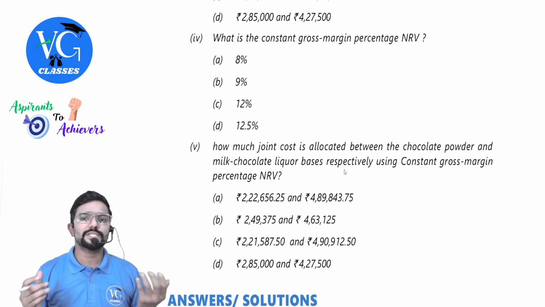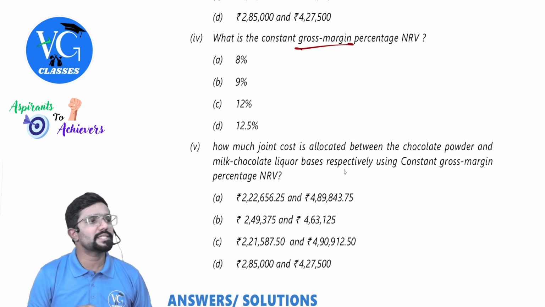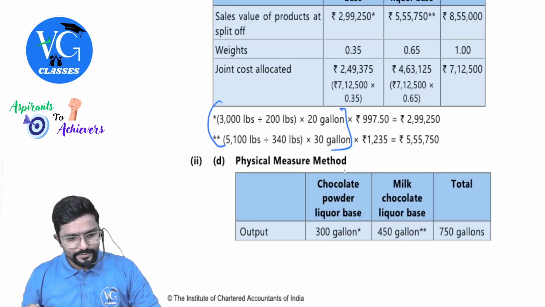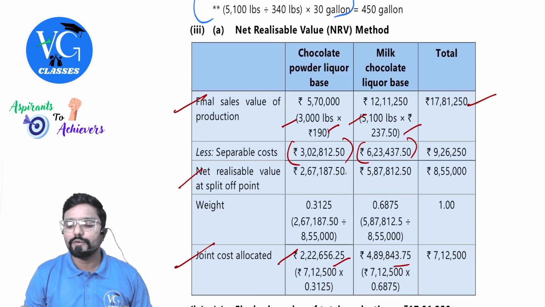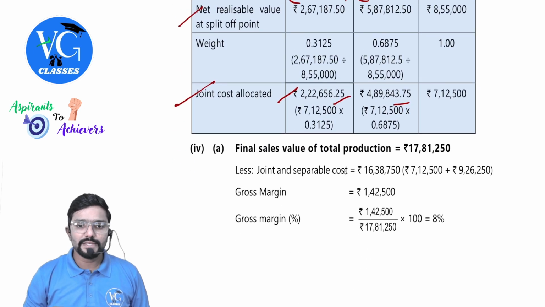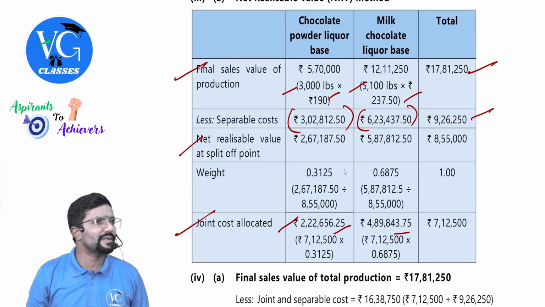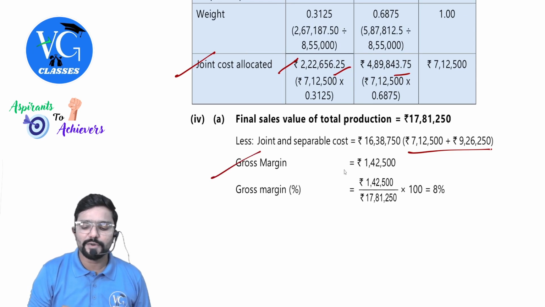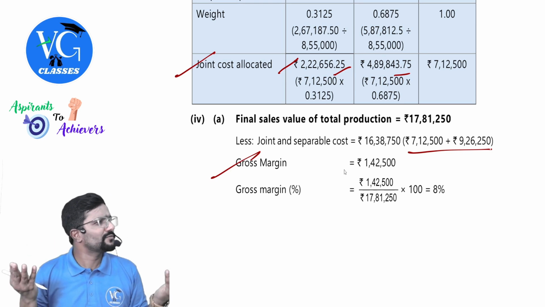What is the constant gross margin percentage NRV? Gross margin means what, guys? Gross margin is nothing but gross profit. Final sale value of total production is 17,81,250. How did you get it, sir? Already above you have done. Minus joint and separation cost. Separation cost we have got 9,26,250. Joint cost 7,12,500. Total cost you reduce. How much are you getting as gross profit? 1,42,500. Both put together, consider it as cost of goods sold.